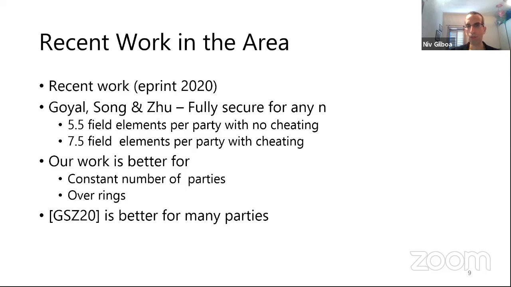Comparing these two works, our work is better for a constant number of parties by a factor of about 4 or 5. And our work is good for rings. Theirs isn't. Their work is better for many parties. As I'll show, the communication complexity deteriorates for us when the number of parties grows, and theirs doesn't. They use completely different techniques, and the resulting protocols are different.